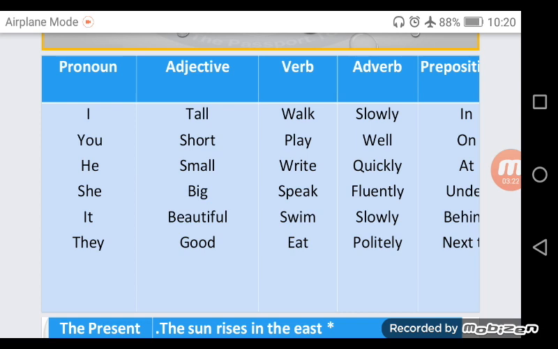As for the prepositions, these are prepositions of place. They tell us about where something or someone is. There is a pen in my bag. There are books on the desk. He is sitting next to his friend, and so on.